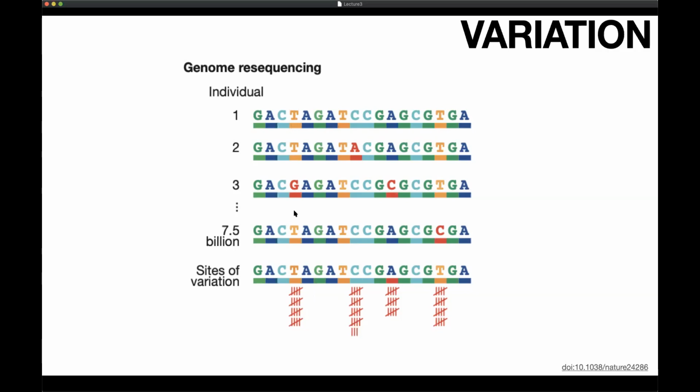You identify what's different and you count how many there are. And as you go across the genome, some of the positions will never change. Some of the positions will change rarely. Some of the positions will change frequently. And a lot of it is quite informative. We'll learn about it later in class.